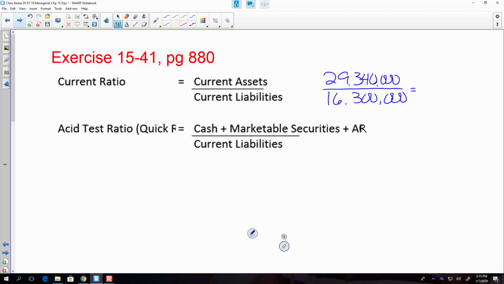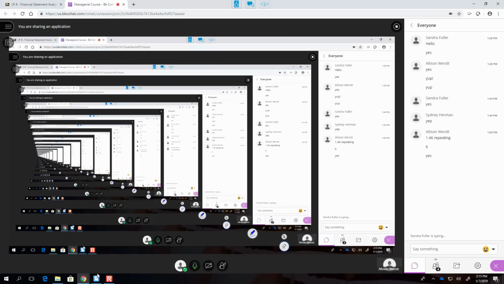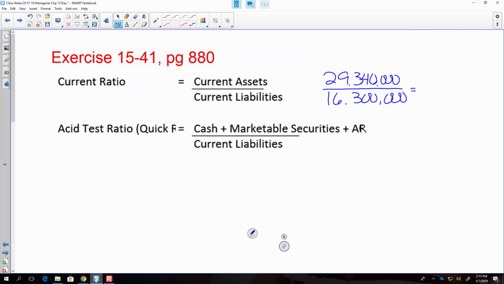Sandy, what's my current ratio then? Sandy at home? 1.8. Guys, is she okay? Look good? So what does that mean? For every dollar of liabilities, I got $1.8 of assets. Pretty good ratio. Pretty close to that 2 standard.